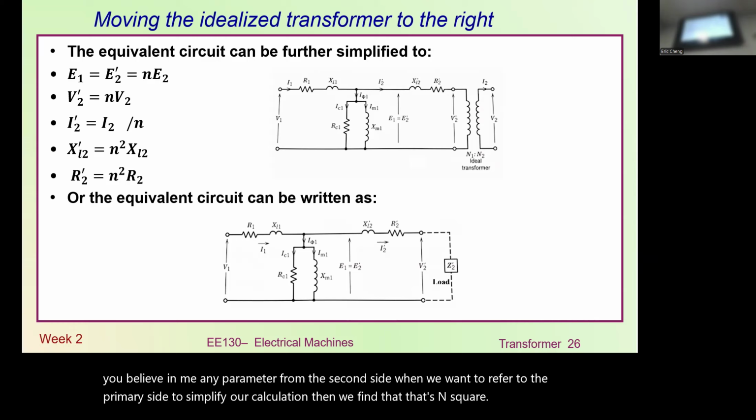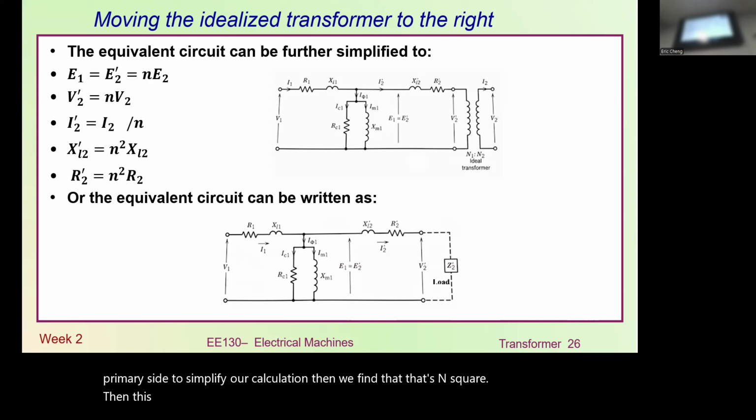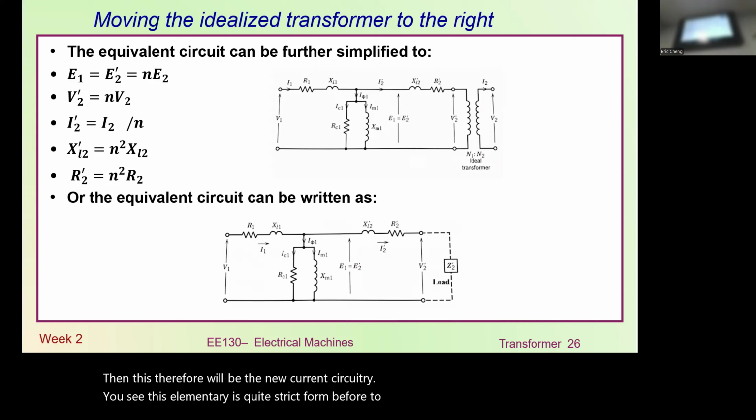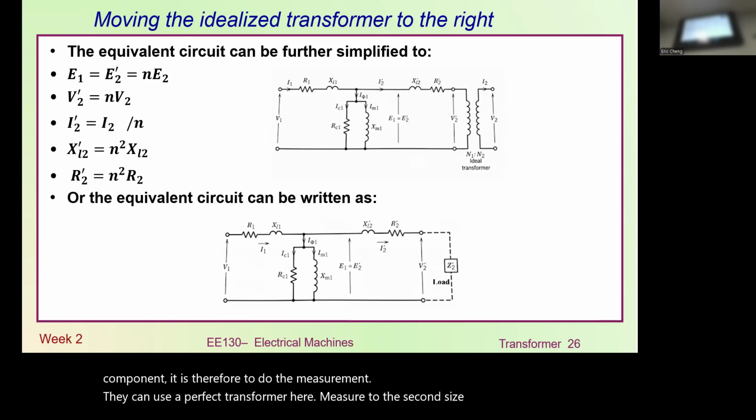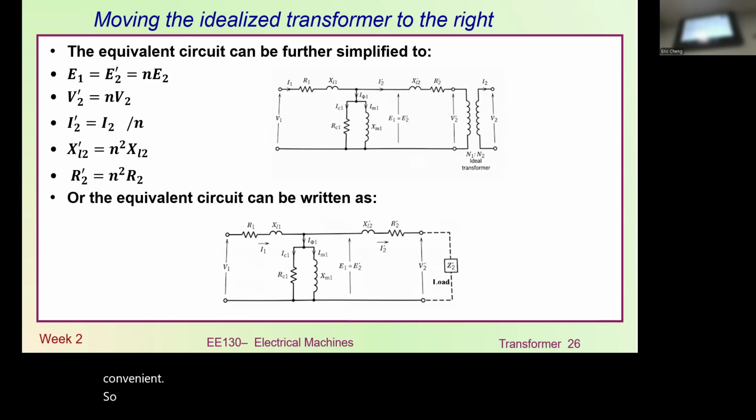And this therefore will be the new equivalent circuitry. You see, this circuitry is quite straightforward for us to measure. So that means if you do any current measurement here, the current looks like it is in series before this component. It is easier for us to do the measurement. If you use the perfect transformer here, measuring from the secondary side is really inconvenient. So that's why we put everything in the primary side.